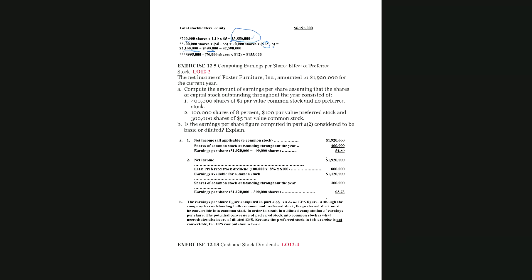So what is the total amount that's credited to the additional paid-in capital? $2,590,000. Pretty good. It's just that in this instance, it's because of the fact that there was a stock dividend. It was a small stock dividend. So remember, the market value of these shares has to be added, not just the par value.